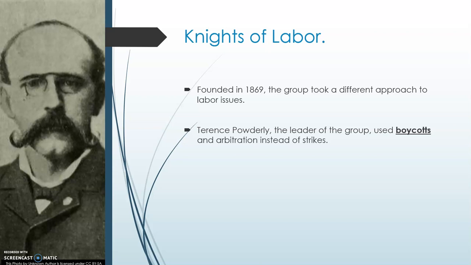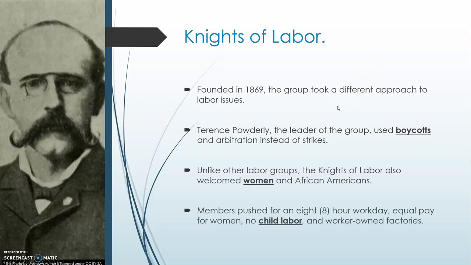Arbitration is when you have an outside party come and listen to both sides of the story, basically. What does one side want? What does the other side want? And then they decide what is best or who should get what, okay? Each side maybe might have to give a little bit. You have to give this, they have to give that, to kind of work out the situation. So instead of striking and using violence, this was something the Knights of Labor tried to do.